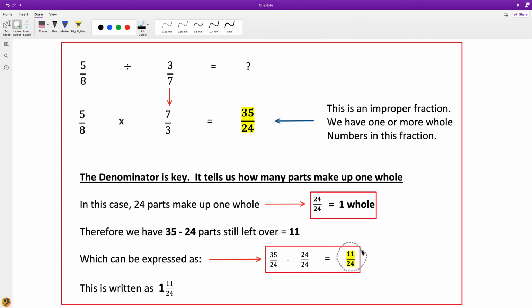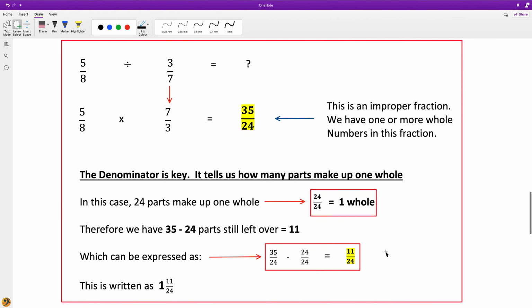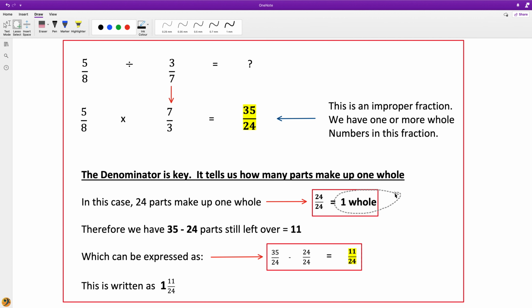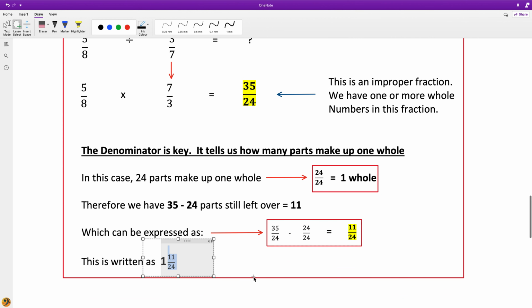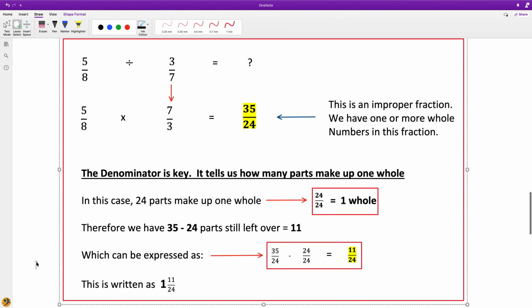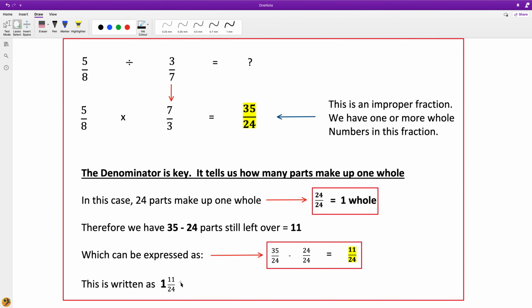So when we combine the two, our whole number, however many whole numbers we worked out, with our remaining part of the fraction, then we write it just like this. This is our mixed number, so this is our final answer. To express this as a simplified mixed number, we would write 1 and 11/24. All right, excellent. So hopefully that makes sense to you guys.